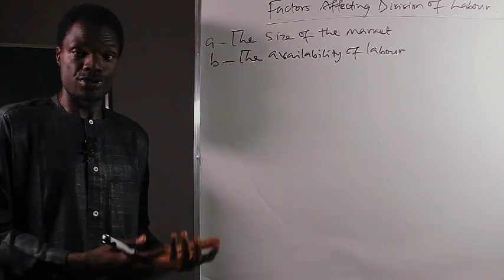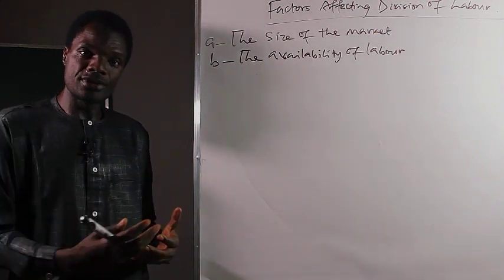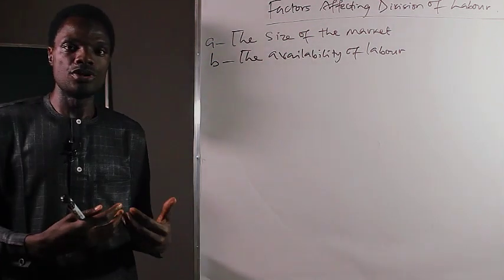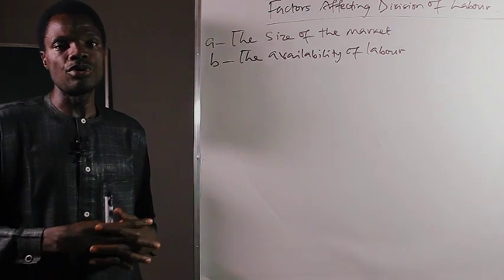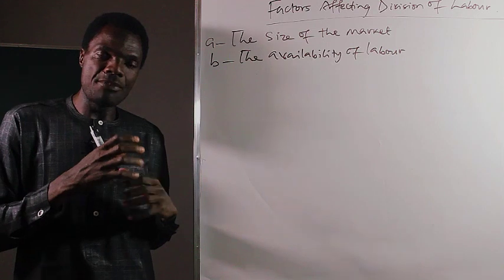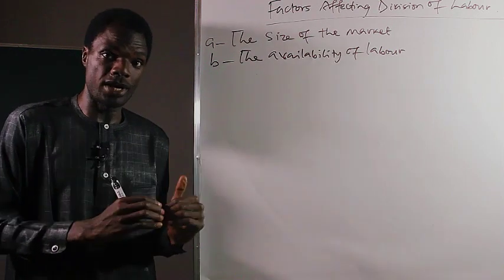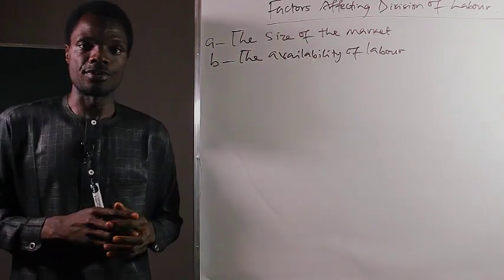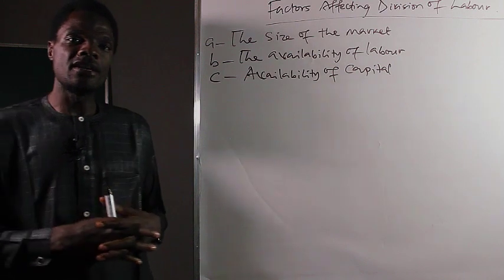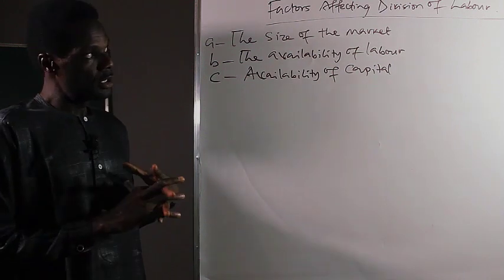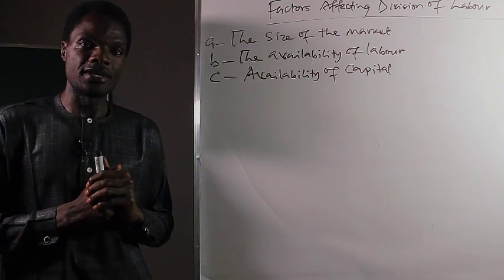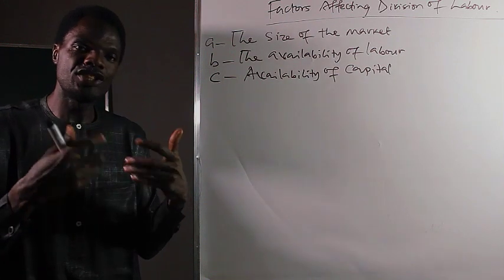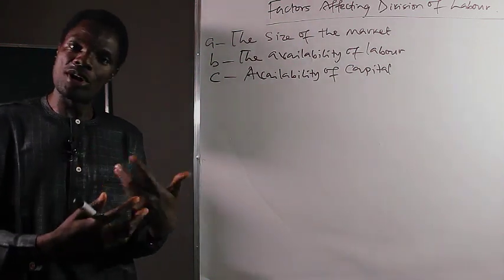That means it cannot be possible, because the firm will be out there looking for workers to employ, but will only find very few people to produce the goods and services. So if there are many people that are ready and capable of working for the firm, then it will be easy for the firm to hire them and apply this principle. The next factor is the availability of capital. That means how financially capacitated a firm is. Does it have enough money?